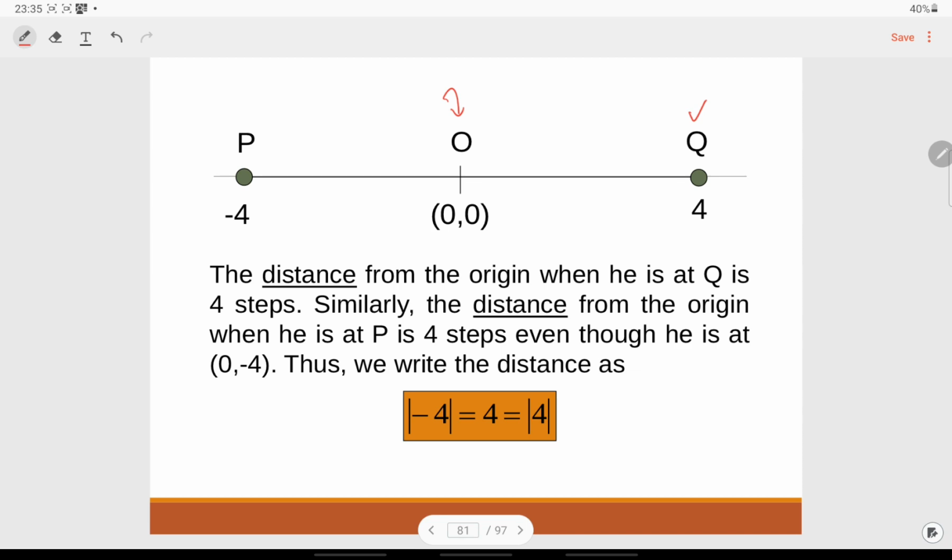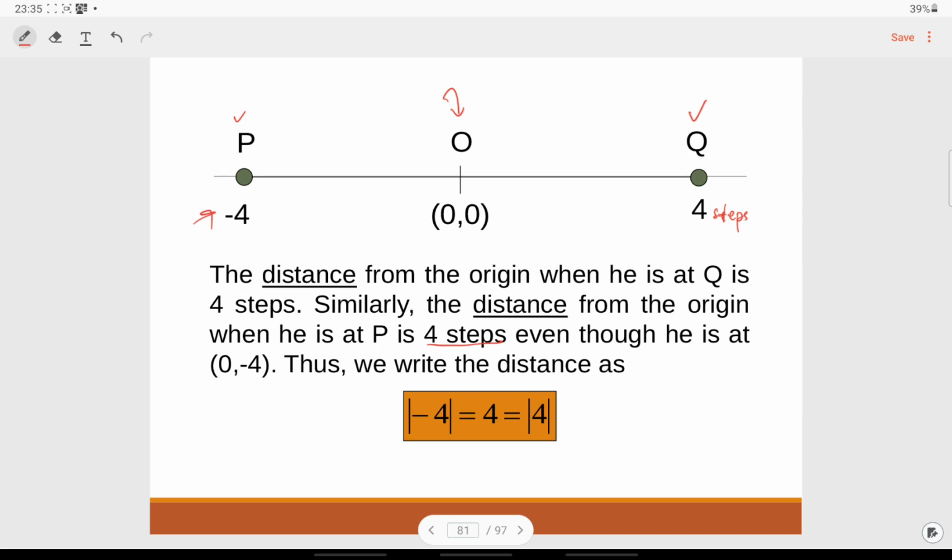The location is at Q. Okay, so the distance is 4 steps. The unit is steps, right? So we have 4 steps. Similarly, if he moves to the left side, he arrives at P after 4 steps. So what is the distance? The distance is also 4 steps, even though he is at the negative side, negative 4 here.